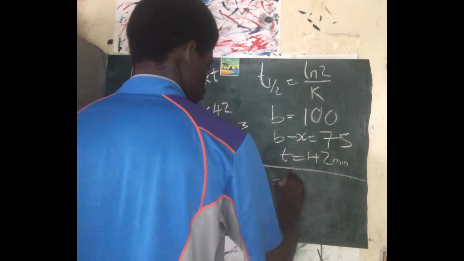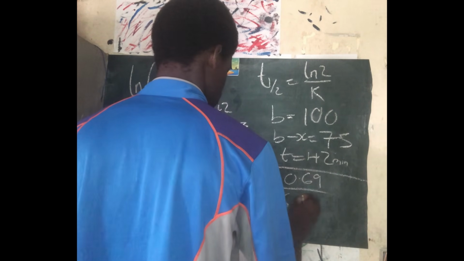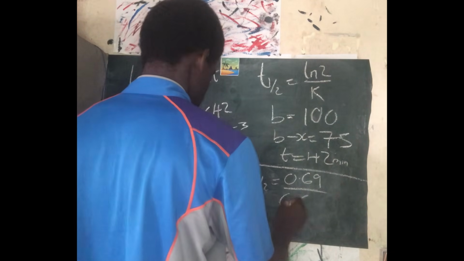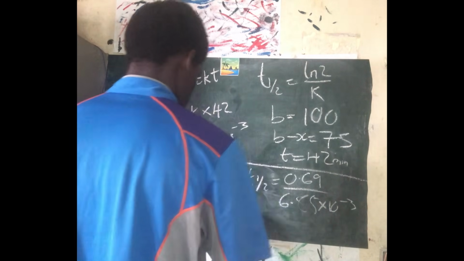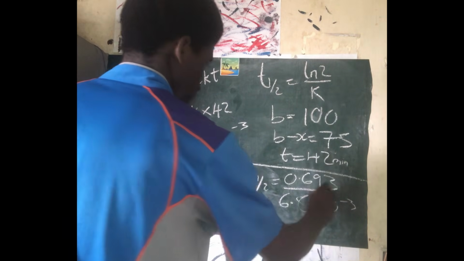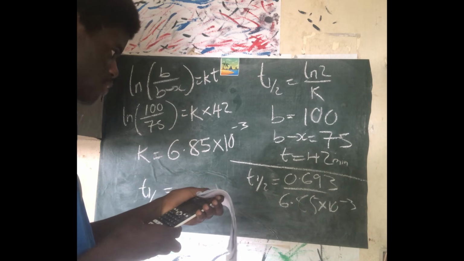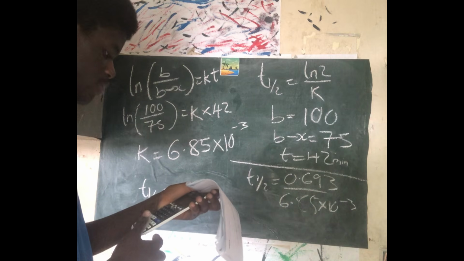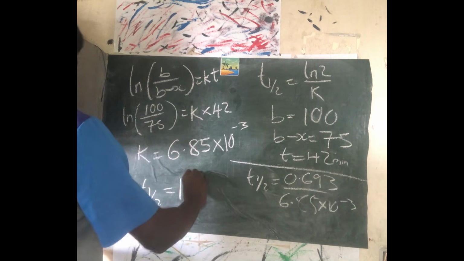That's ln 2, that's 0.693, divided by 6.85 times 10 to the power minus 3. So the half-life will now be 0.693 divided by 6.85 times 10 to the minus 3. That will be 101.